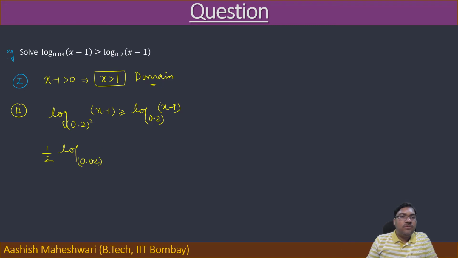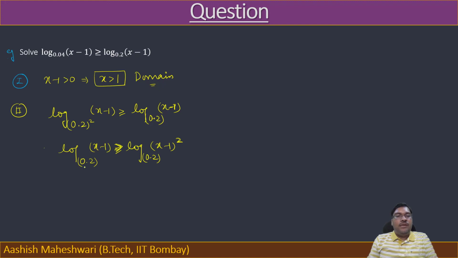to the base 0.2 of x minus 1. So this is greater than or equal to log to the base 0.2 of x minus 1, and if I take this 2 here, you can take this 2 on the power also, so let me write it here.